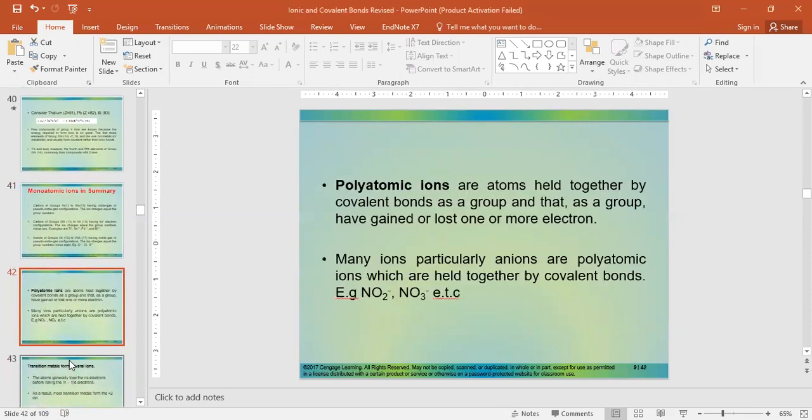Now, when we talk about polyatomic ions, these polyatomic ions are held together by covalent bonds as a group, and this group will either have gained or lost one or more electrons to form the polyatomic ions. And examples of polyatomic ions, you can see carbonates, nitrates, sulfates, and such kind of compounds.